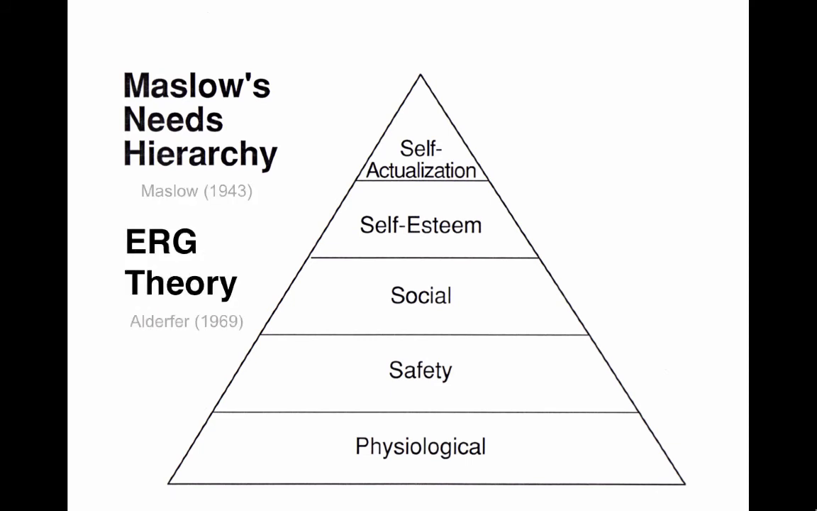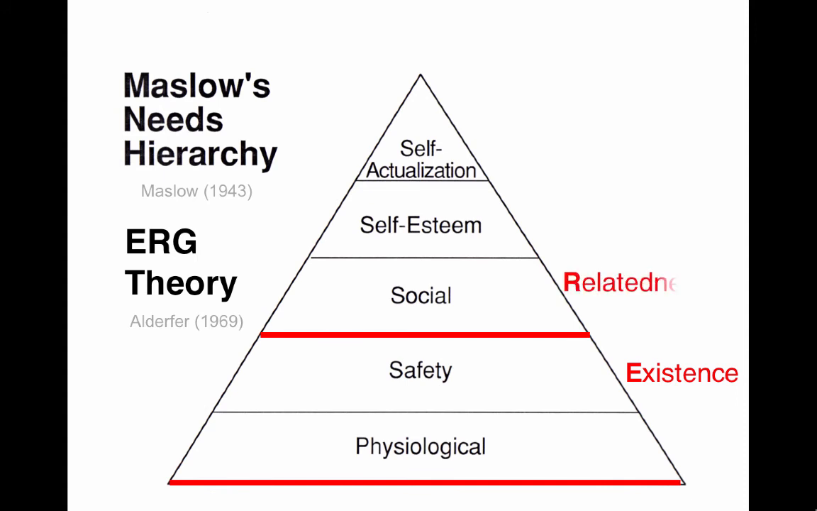Next is the ERG Theory by Alderfer in 1969. He started studying Maslow's needs hierarchy and he found some differences, and he redesigned this hierarchy into 3 parts. First part he called existence, and it had safety and physiological together. Next, he said there's relatedness, which was the social category. And last, he put together self-actualization and self-esteem into a category called growth, thereby the ERG theory.